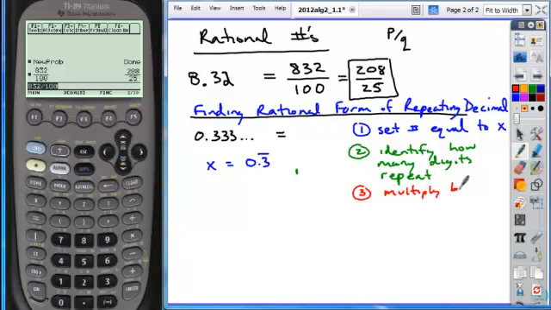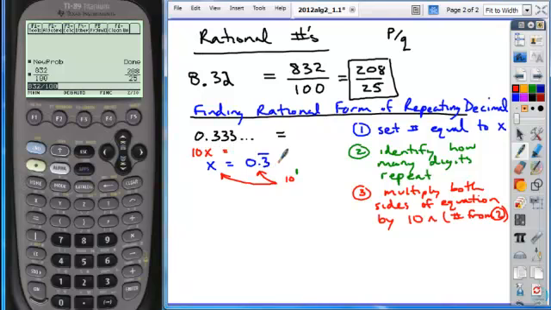Once you identify how many digits repeat, your next step is to multiply both sides of the equation by 10 to the power of the number from step 2. So you're going to multiply both sides by 10 to the power of however many digits repeated. In this case, I'm going to take 10 to the first, and multiply both sides of my equation by that.